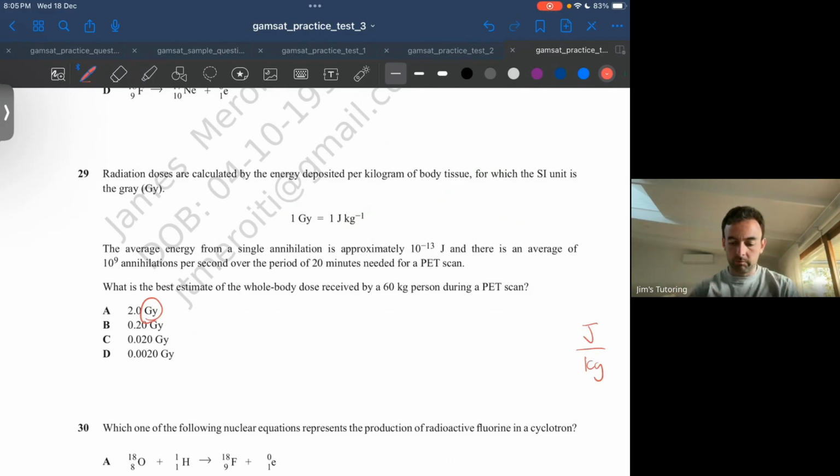So where would I start? Well, we need joules in the numerator. So let's start with that.